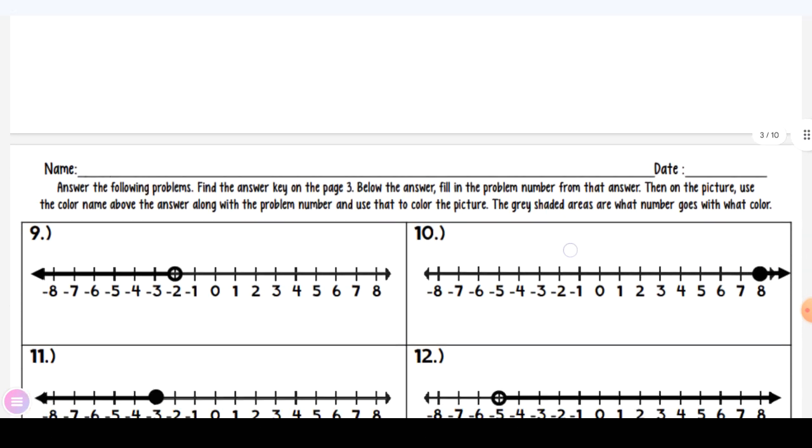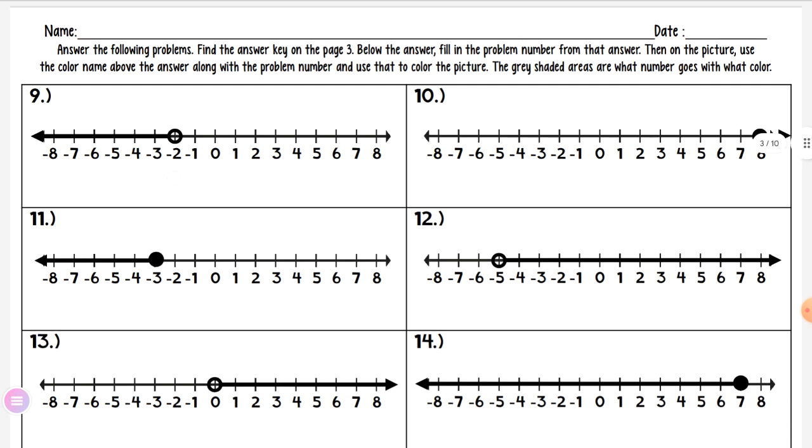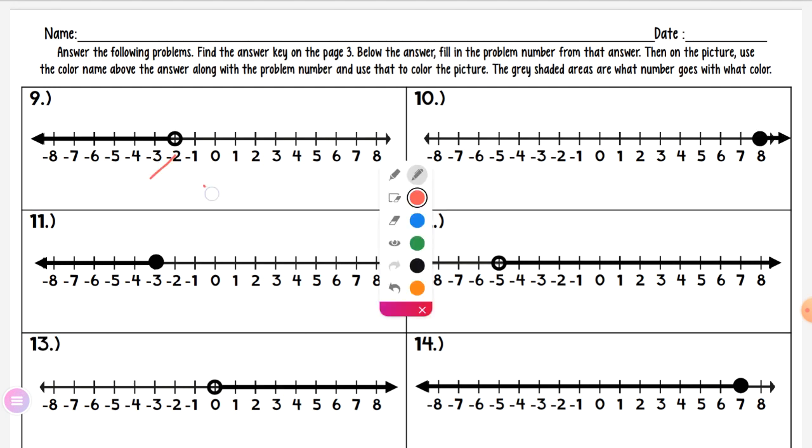Is that it? Okay. Number 10. So I will write this one. X is less than -2.